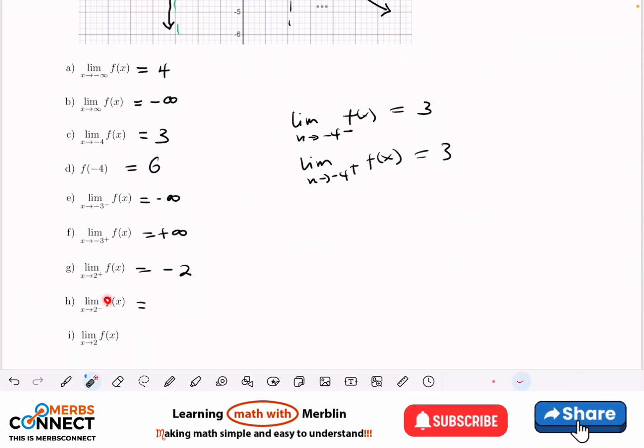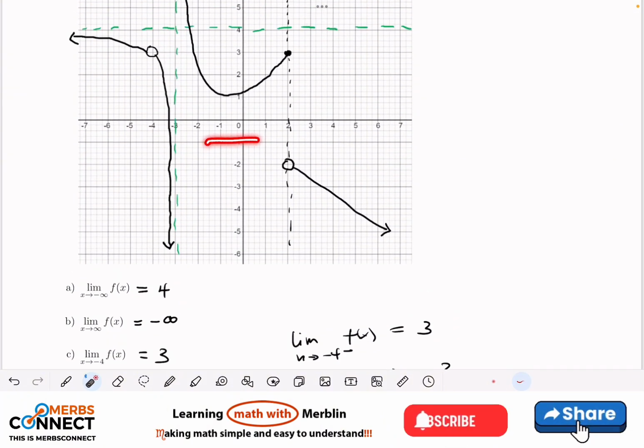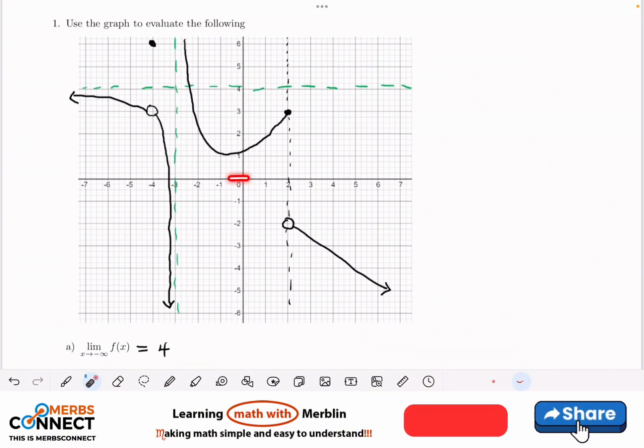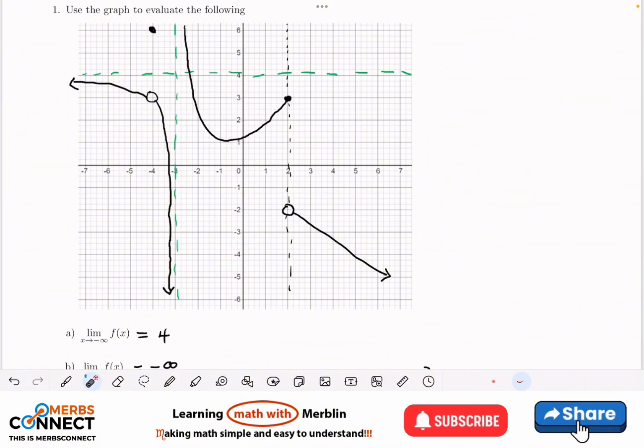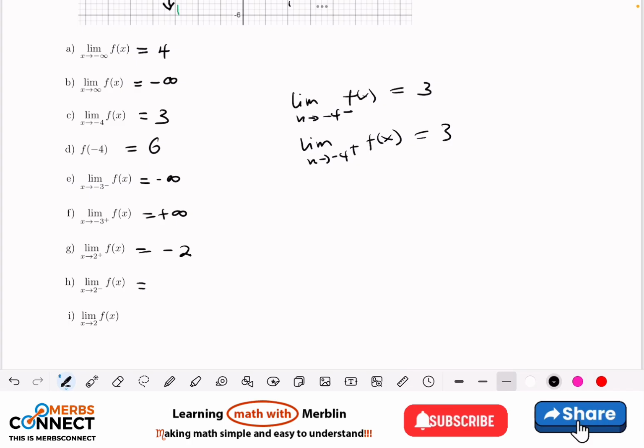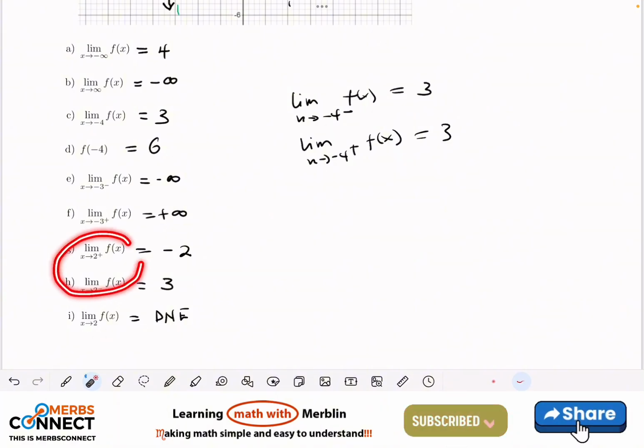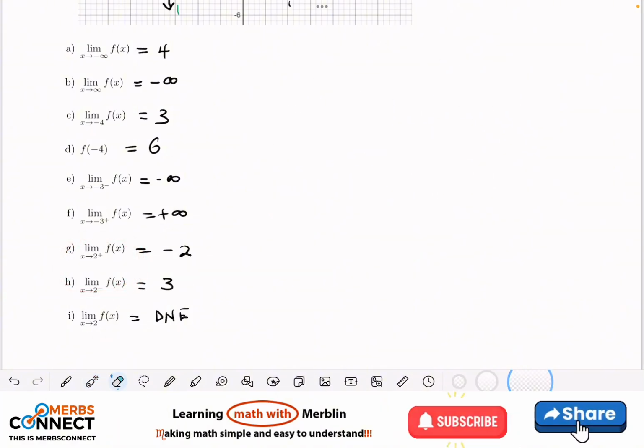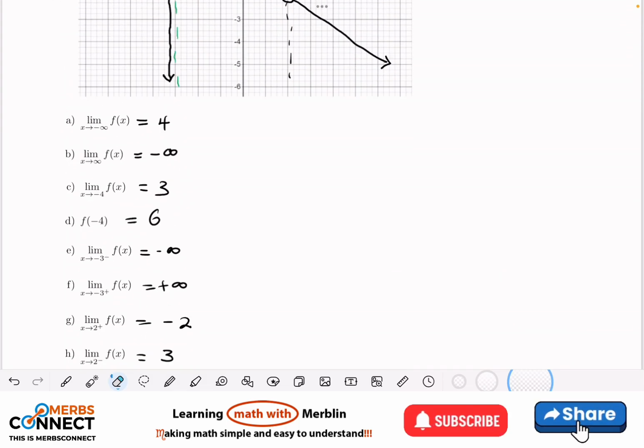From the negative side, this is the negative side of the graph. So we need to look for the graph that is coming from the negative side. So this is coming from the negative side towards this line. So I'll move from this. When I get here, then I'll move here. So we are going to have 3. So that one is going to give us 3. And then this one does not exist because the left and the right are not the same. So that is the limit for this question, right?